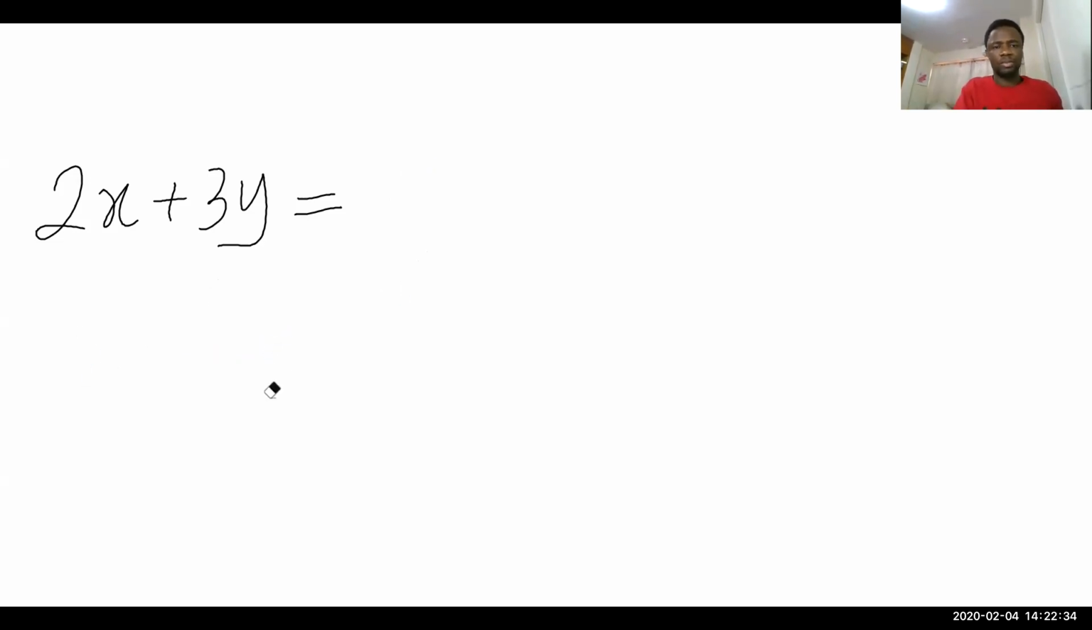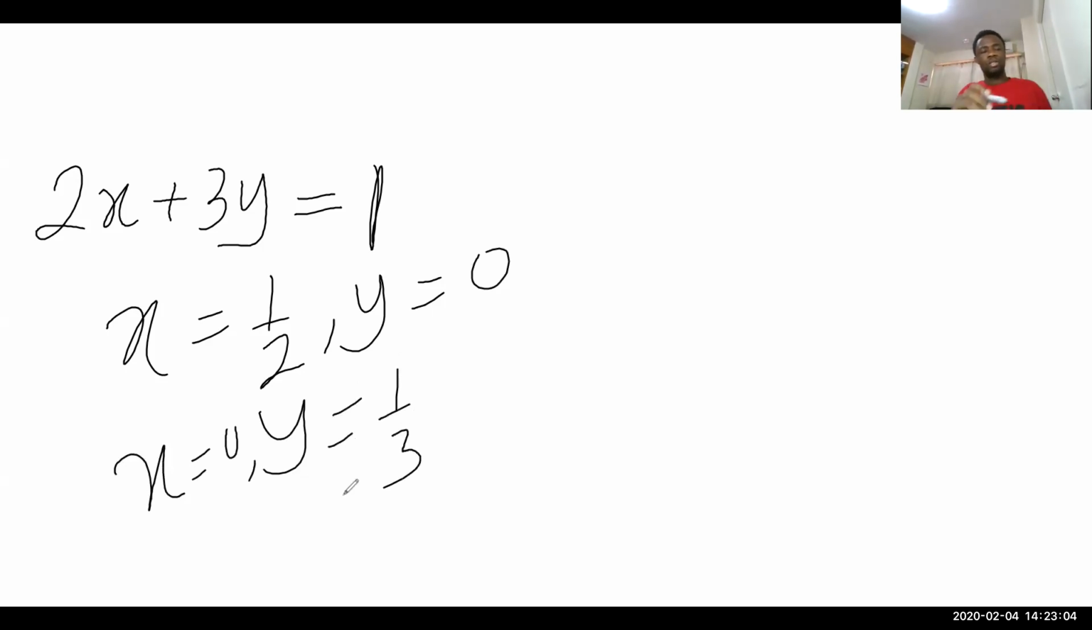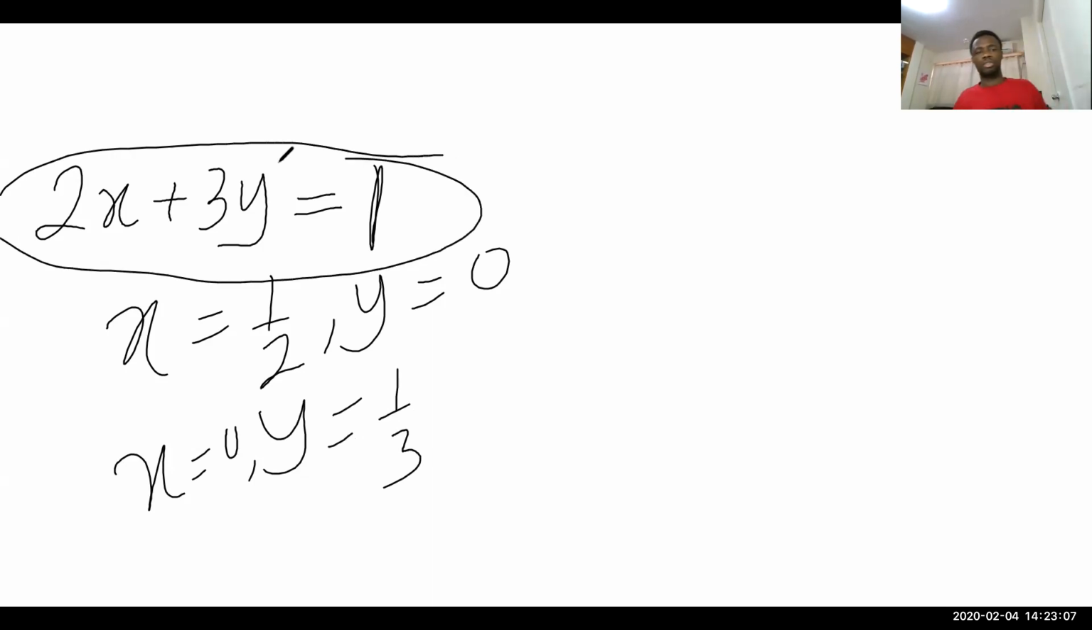I'll pick another value. How about I pick this as 1? You realize that x equals half, y equals 0 is a solution. Also x equal to 0, y equals 1/3 is a solution. So even though this has just one equation, you can see it is still consistent, because there is at least one solution.